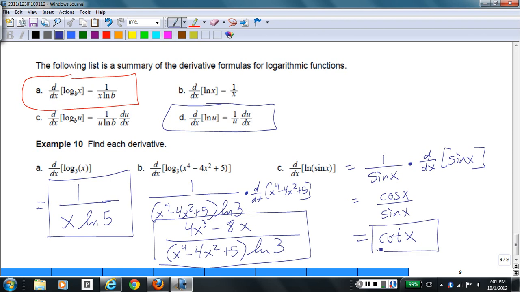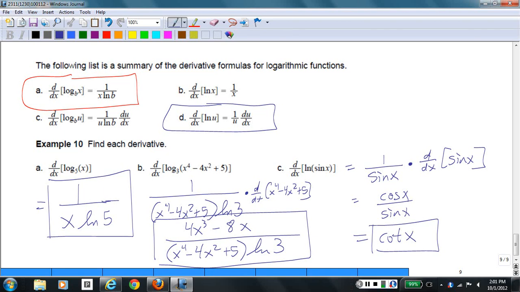Now what we've seen in the course of taking derivatives is we've seen the derivatives of the 6 trigonometric functions. And we almost have all 6 of them memorized, yes? Yes, all 6 trig functions.